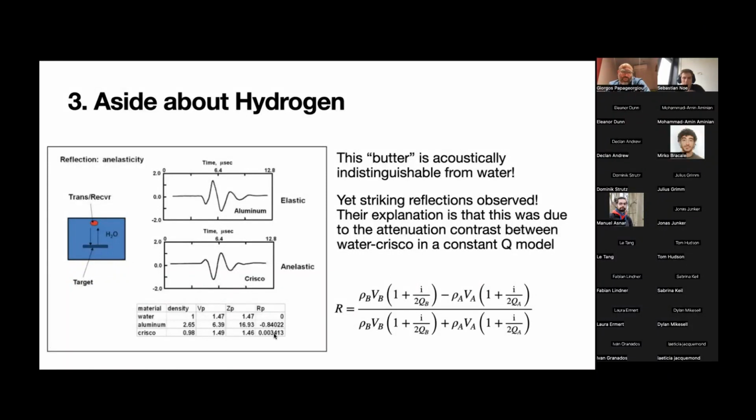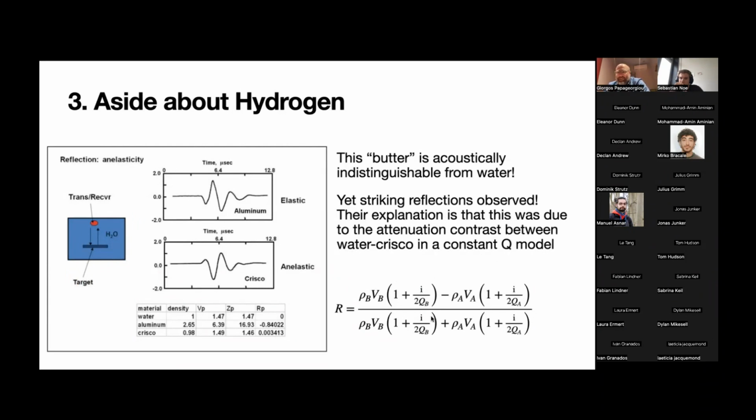So there's no way a near offset survey would obtain a reflection coefficient at the Crisco water interface unless there is some form of anelasticity, some form of phase, let's say, okay? And then they attributed this striking reflection to the difference in attenuation between water and Crisco.